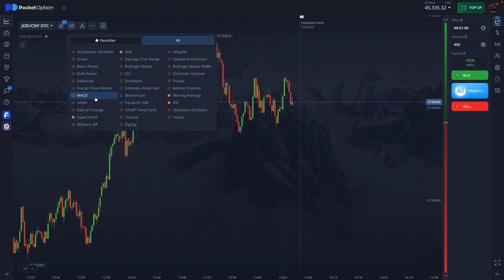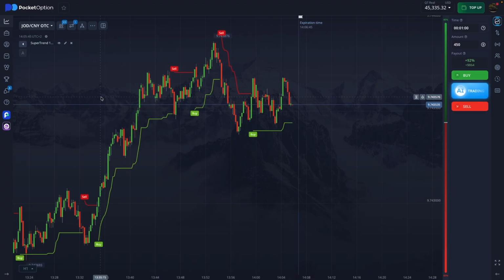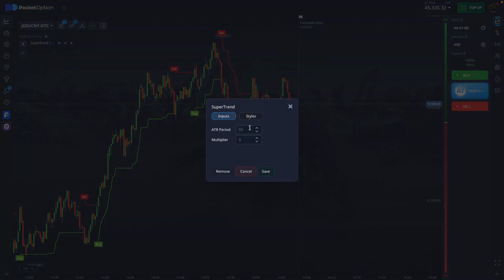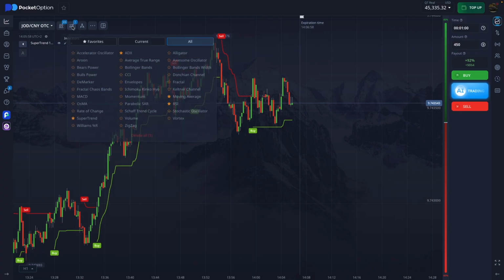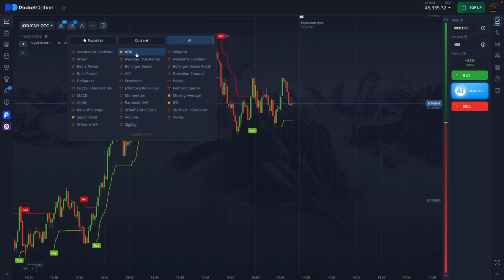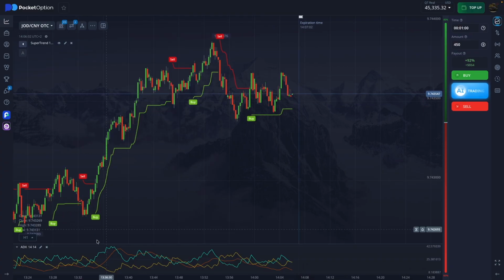Now I'm adding indicators. The first indicator I'm going to use today is called Super Trend. I add it to the chart, go to Settings, and I increase the period to 12 and set the multiplier to 2.8. The next indicator I will use today is an indicator called ADX. I add it to the chart in the same way.